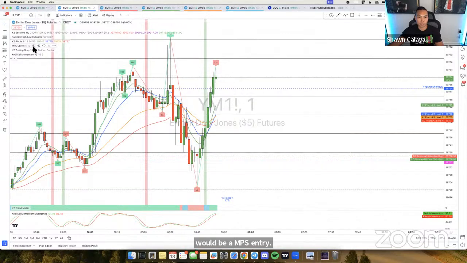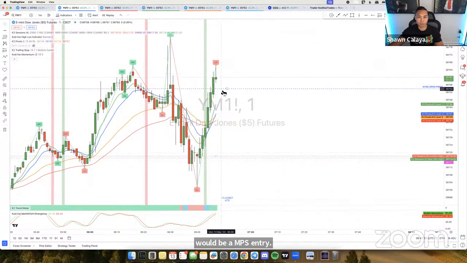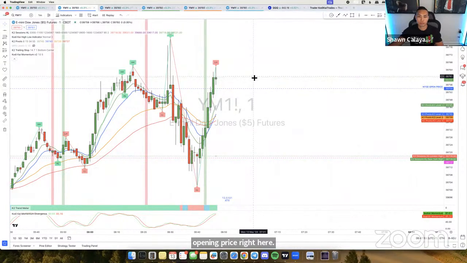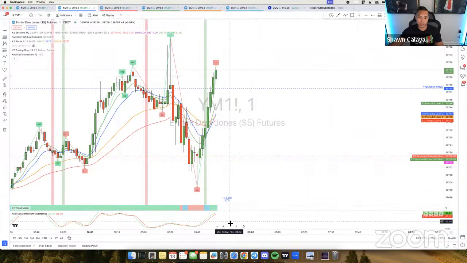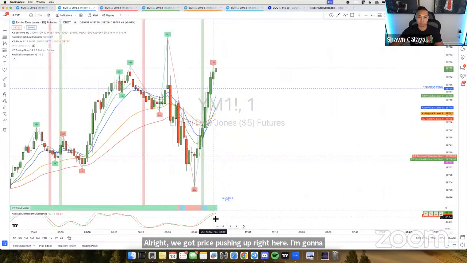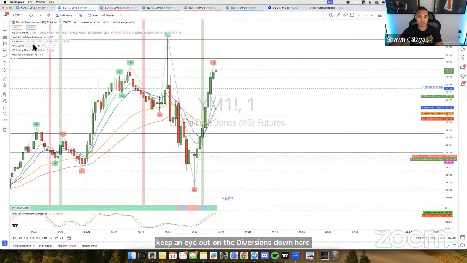We need price to push a bit higher, though. It's too close to the opening price right here. All right, we got price pushing up right here. I'm going to keep an eye out on the divergence down here. Also, maybe take a look at the MPS.